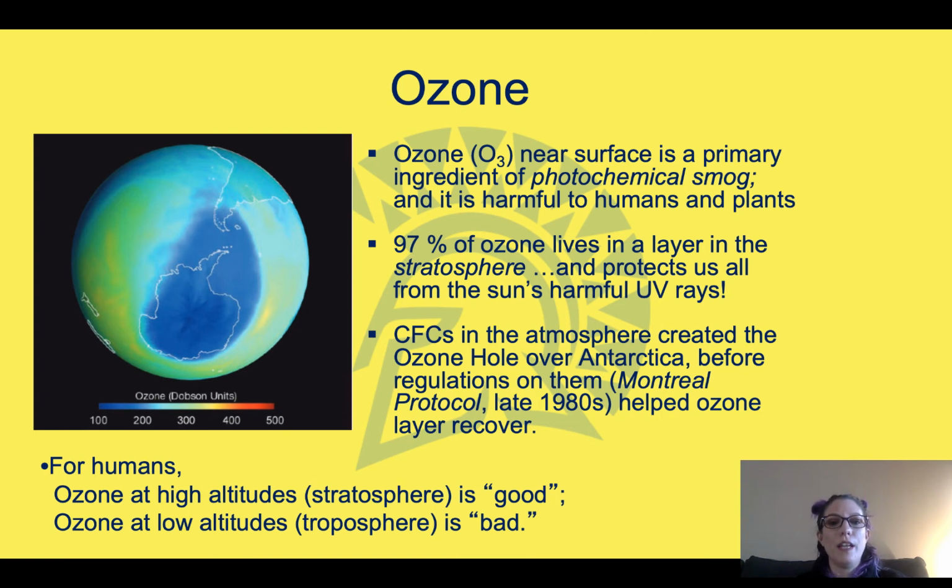So one thing that actually does deplete the ozone layer is CFCs, and these are chlorofluorocarbons. I have a hard time saying that. That's the thing that created the ozone hole over Antarctica, leading to the Montreal Protocol in the late 1980s. This is what helped the ozone layer recover, because they put regulations on CFCs so they're not put in the atmosphere as much anymore.